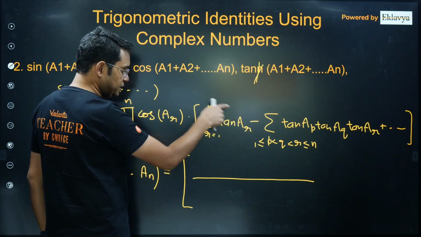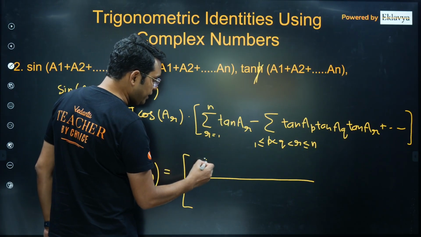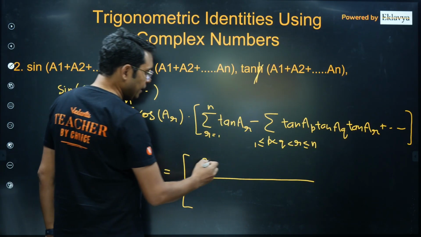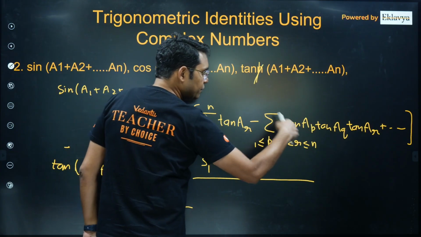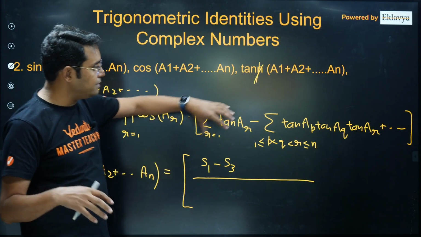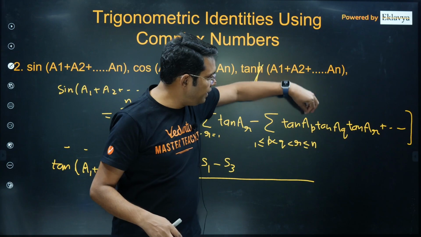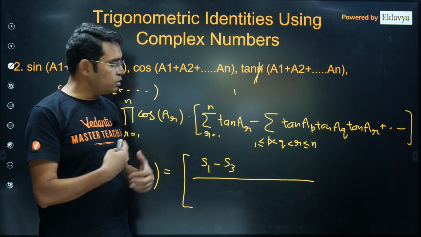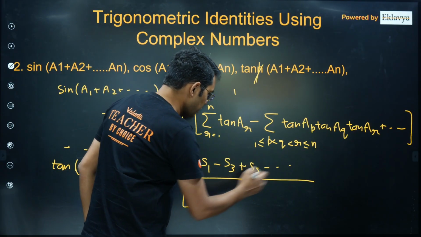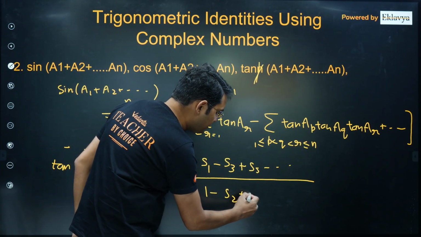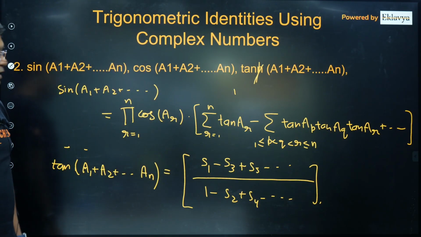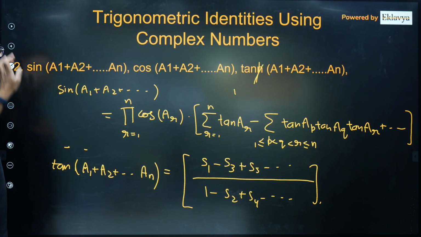So in my first term, in the numerator, the first term you can write as S1. S1 means sum of tans taken one at a time. Then minus S3. That means it will be sum of all the tans taken 3 at a time, the product of 3 tans at a time. So tan A, tan AP, tan AQ, tan AR. All possible combinations of that will be here, S3. Then S5 and so on. Here it will be 1 minus S2 plus S4 and so on. So this is how your tan of A1 plus A2 plus A3 up to AN can be derived.